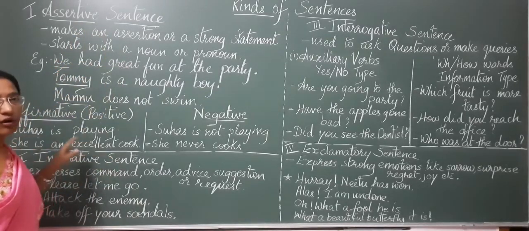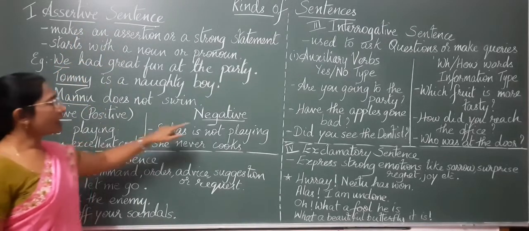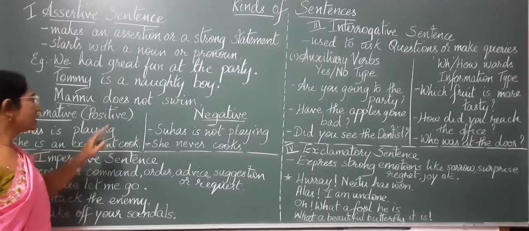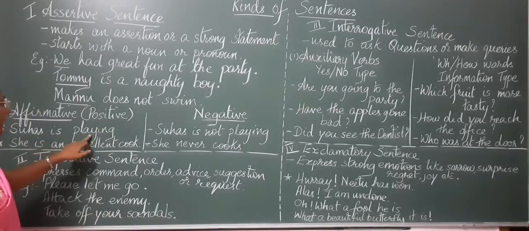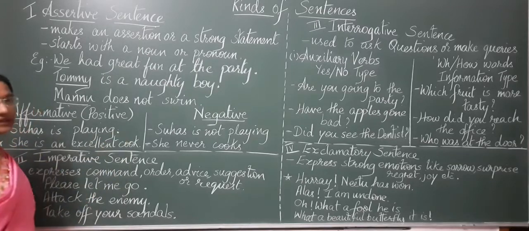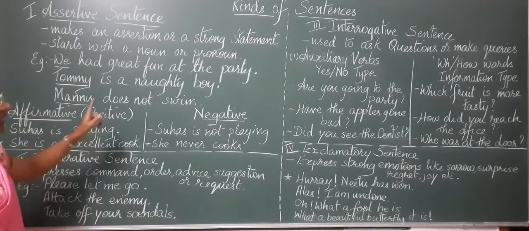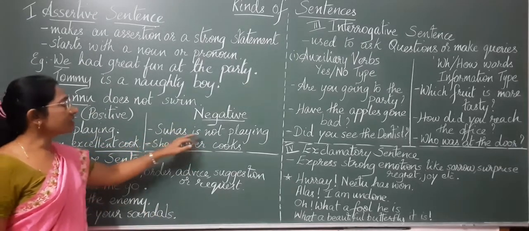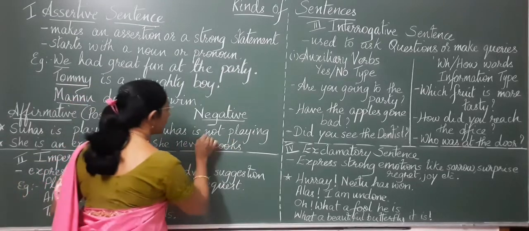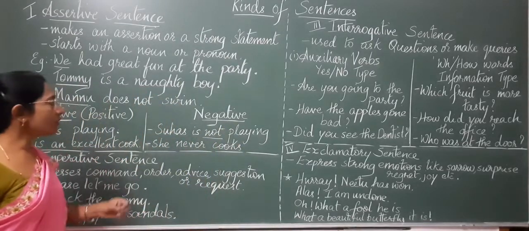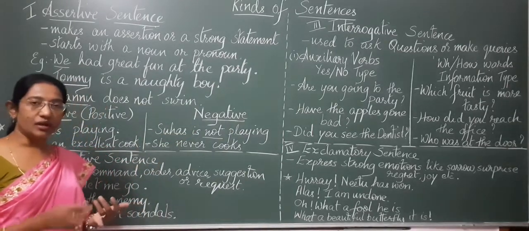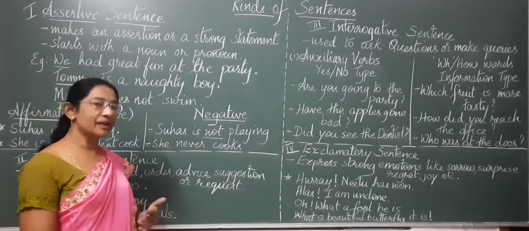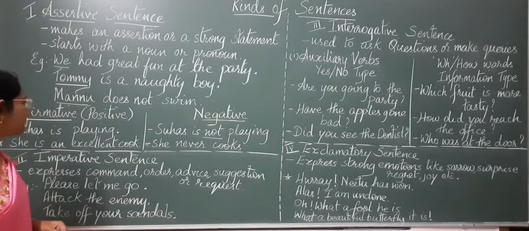Assertive sentences are of two types, affirmative and negative. Affirmative is nothing but a positive sentence. Suhas is playing. It tells something positive. And a negative sentence comments something negative. Suhas is not playing. Not tells about a negative action. In a negative sentence we use not, never, no, seldom, few, which will be discussed after this session.